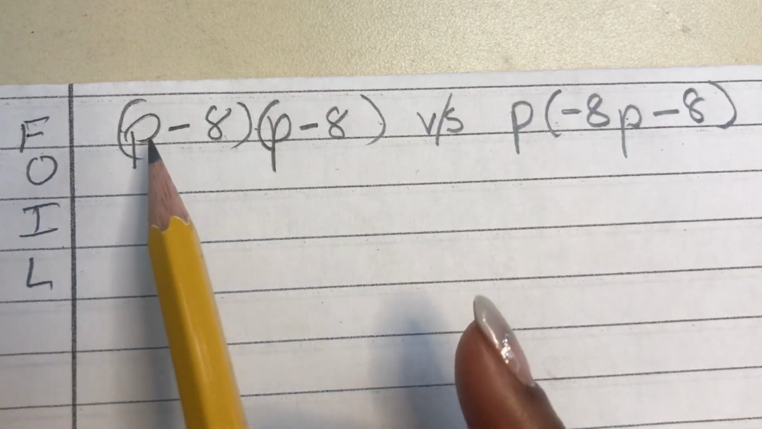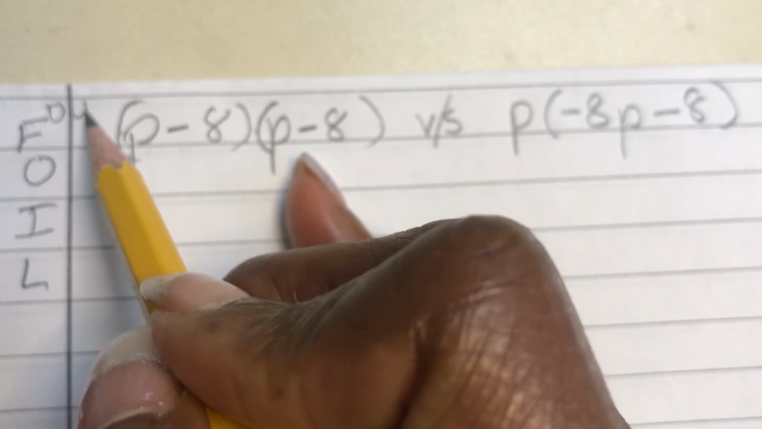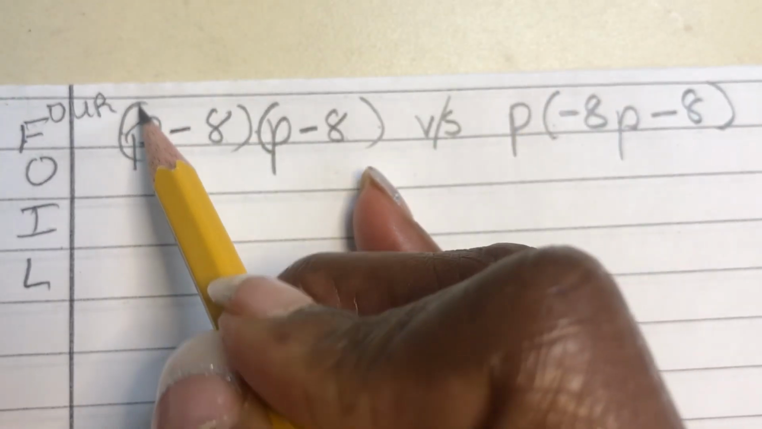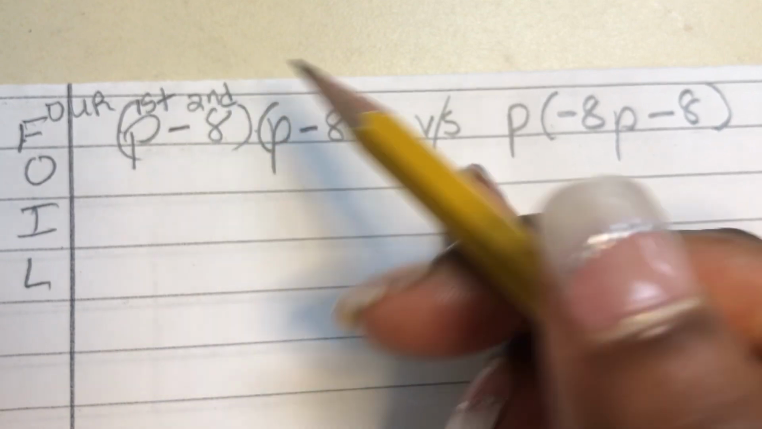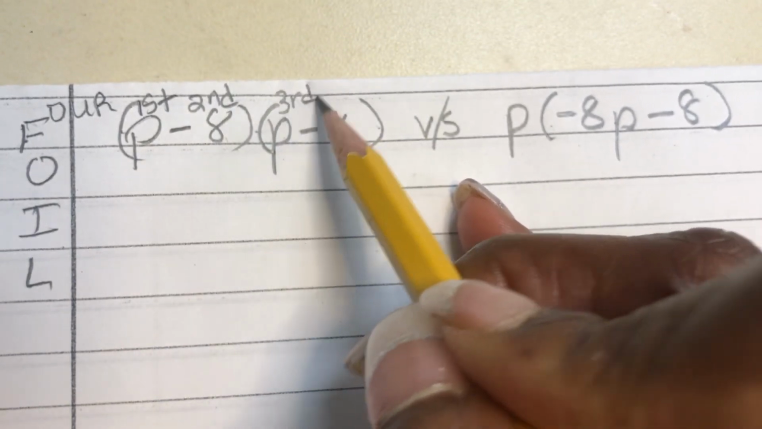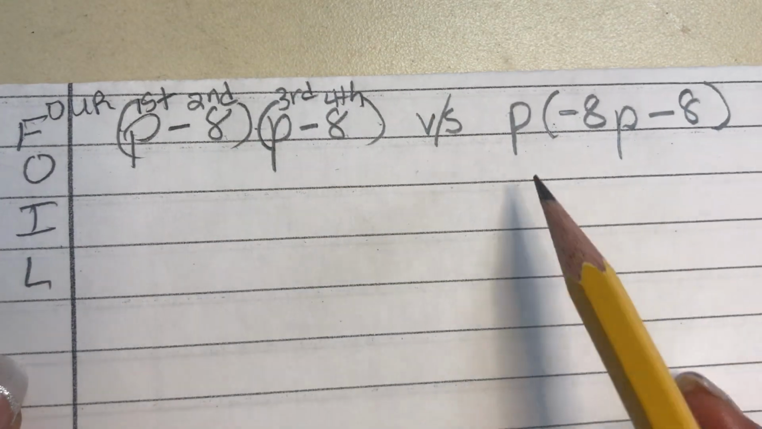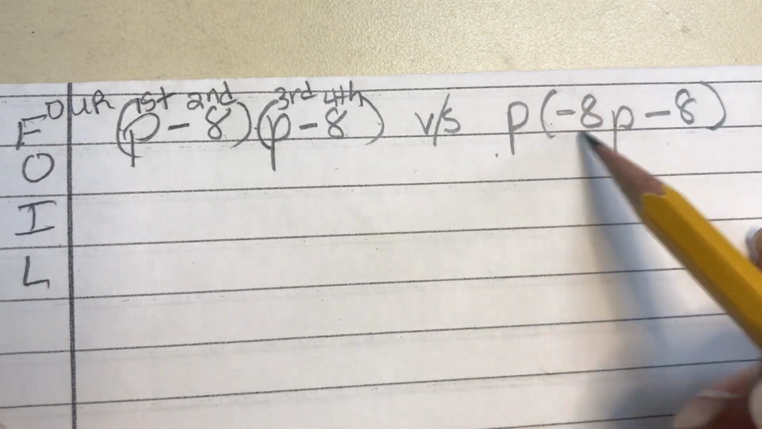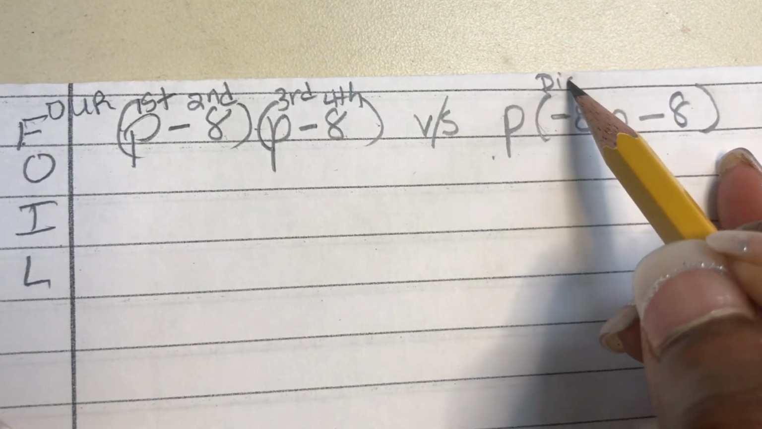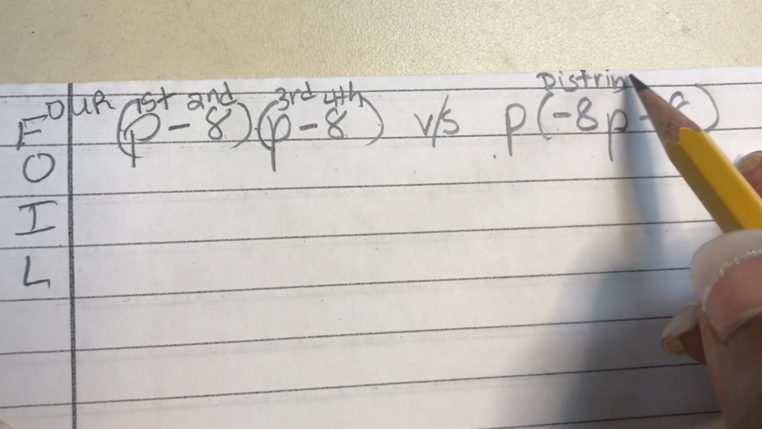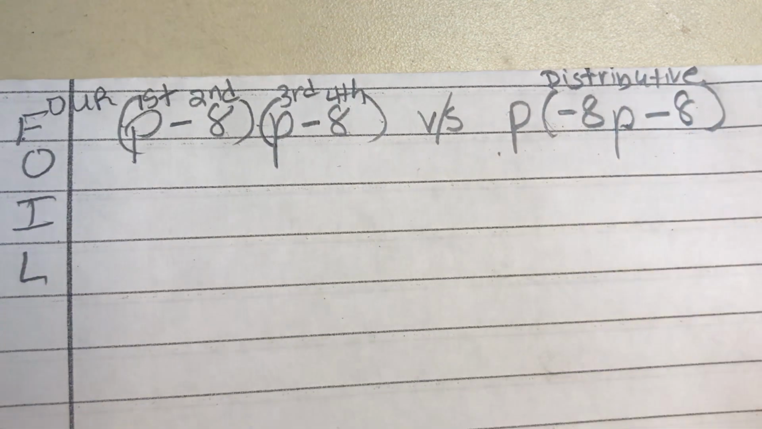And FOIL means that there are four numbers. F-O-U-R. This is my first number. This is my second number. This is my third number, and this is my fourth number. Anytime you have only one set of parentheses, this is the distributive property. So you have to know the difference between the two, and they're actually similar.